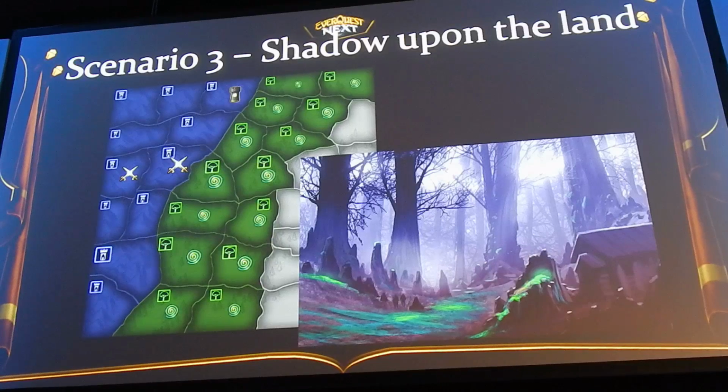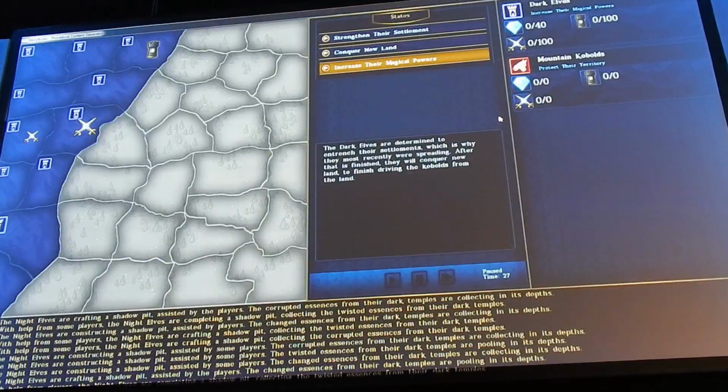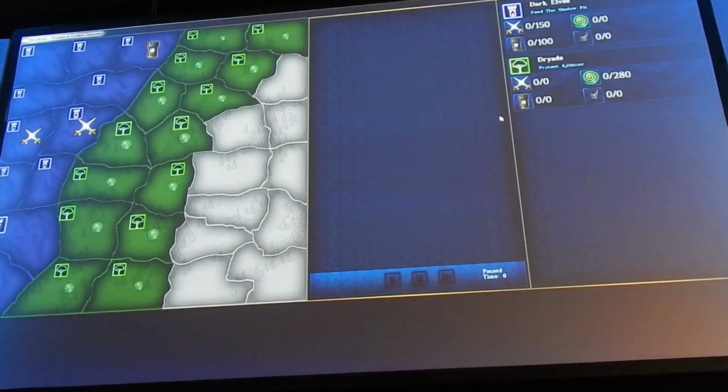You can work on behalf of the darkness, killing dryads and extracting places of nature power, or you can work on behalf of the dryads, fighting the dark elves, or infiltrating with them, or changing their resources. And we don't weigh these choices, these are your choices. So again, this is a simulation.